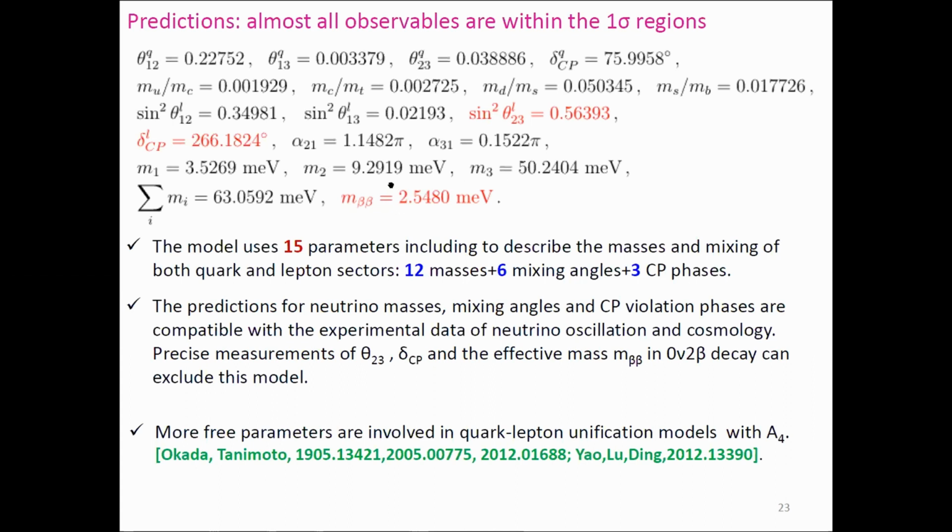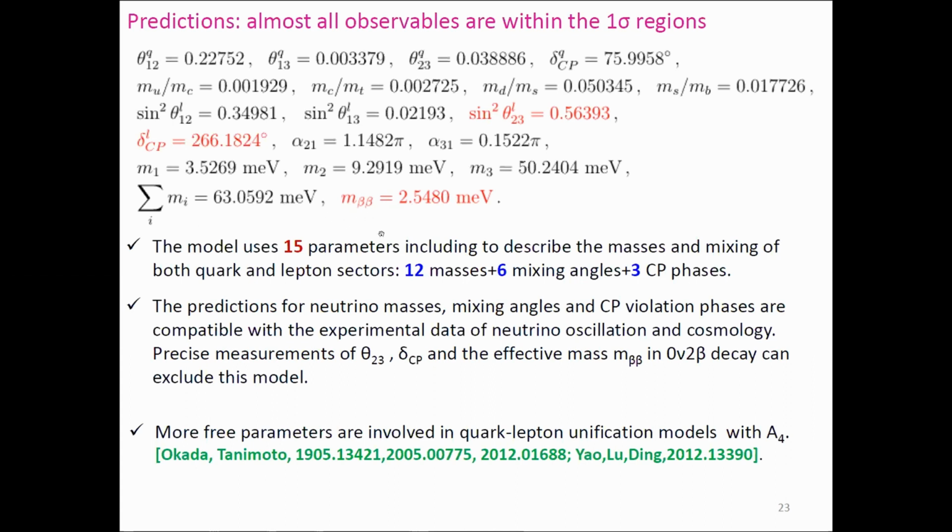For neutrinoless double beta decay, the effective mass is also quite tiny. It is almost not possible to be tested; it's quite small. It is possibly in marginal sensitivity of future neutrinoless double beta decay experiments.